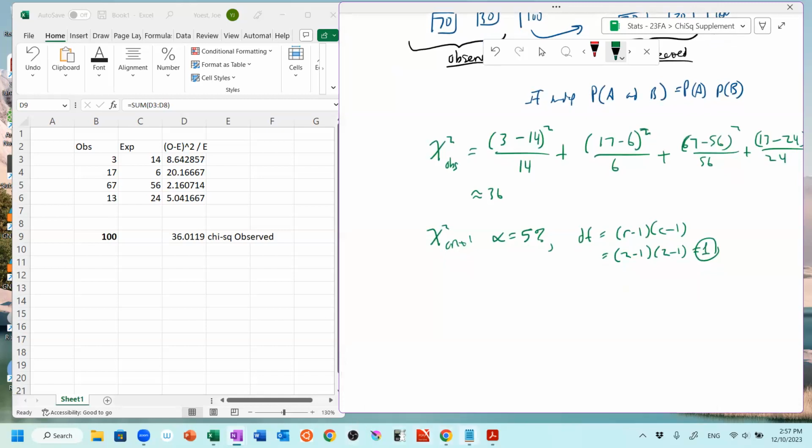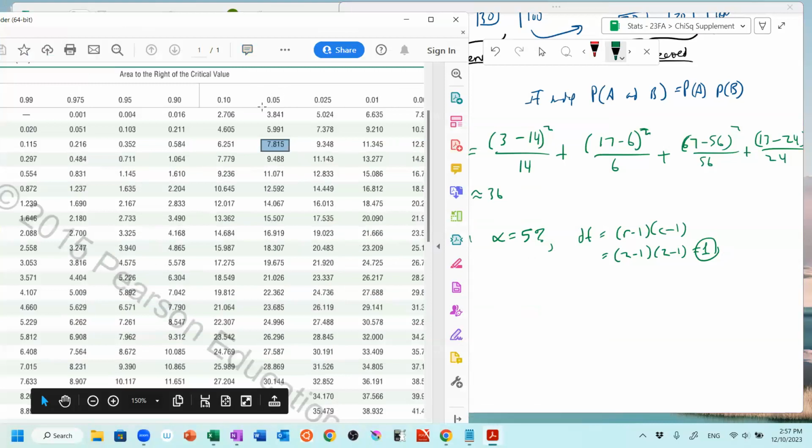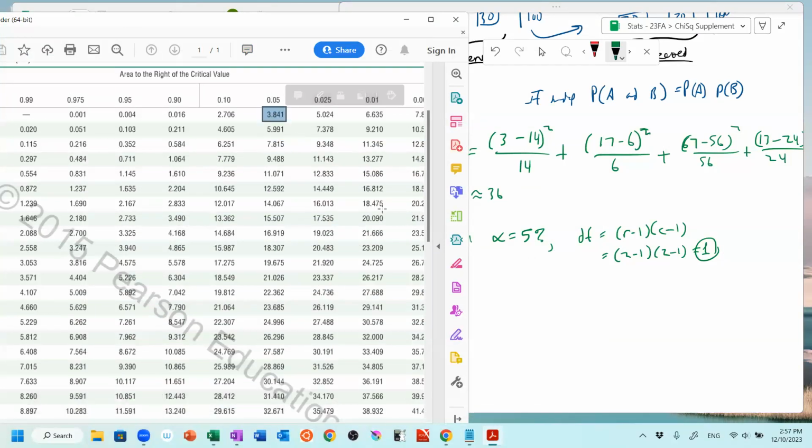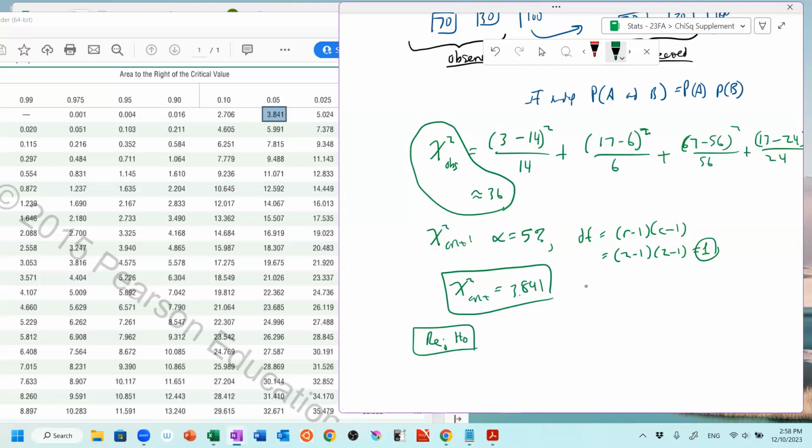So I'm going to go to my chi-squared distribution, 5% area to the right, just like before, but with 1 degree of freedom. That's 3.841. That's chi-squared critical. Chi-squared observed is 36. That's certainly far to the right of chi-squared critical. We'd reject H naught, and we would conclude that color choices for pants versus shirts are not independent, or color choice versus clothing type is not independent.